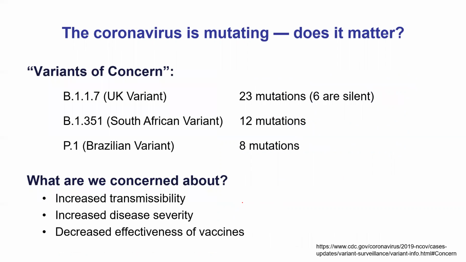I have a little table here showing some of the ones we're talking about. These ones here are the three that are getting the most publicity. And you can see they have different names. These are the most common names. They all have about 5 different names. The one called the UK variant is one of the ones that people are really shocked at, because it has 23 mutations, 6 are silent. I guess that means 17 are not. And it's believed to be more transmissible.